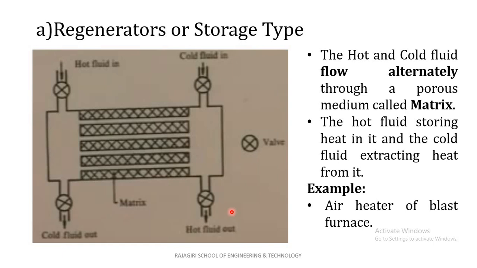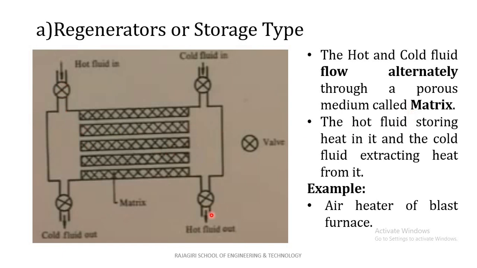So the first one, regenerators. It is also called a storage type heat exchanger. You can see a storage type heat exchanger here. Actually, the hot and cold fluid flow alternately. This is very important. In this type of heat exchanger, the hot and cold fluid flow alternately through a porous medium called matrix. So, during the flow through the matrix, hot fluid stores its heat into the matrix.